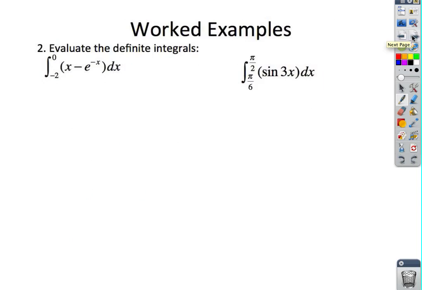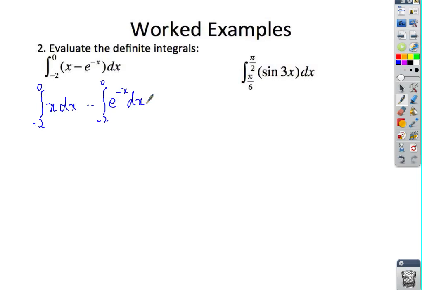So we'll try with these functions. All right. So the first one, again, we have a combined function, the integral of x minus e to the negative x dx. Again, what I would probably do here is separate the two functions, which you're allowed to do using your sum and difference rule. All the rules that we've learned up until now still hold true, all right? So I'd do it like this, minus the integral from negative 2 to 0 of e to the negative x dx.